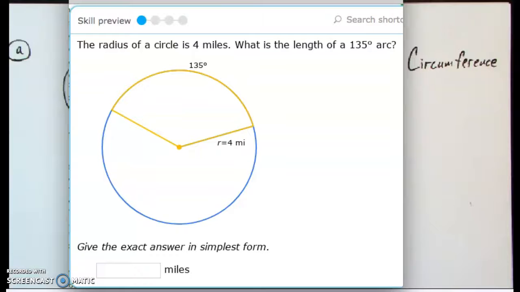Going to show a couple of examples for our IXL U3, which is over arc length. So here's one example where we're given the radius of a circle is 4 miles, and then we have the sector here that has an arc measure of 135 degrees, and we're asked for an exact answer in simplest form.